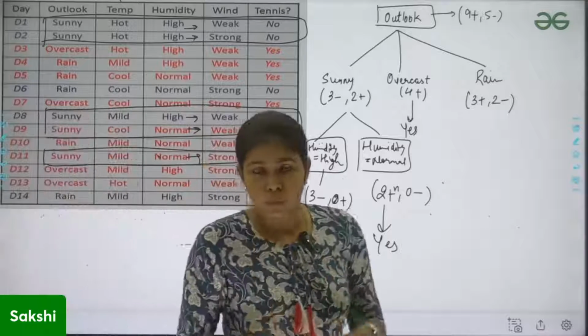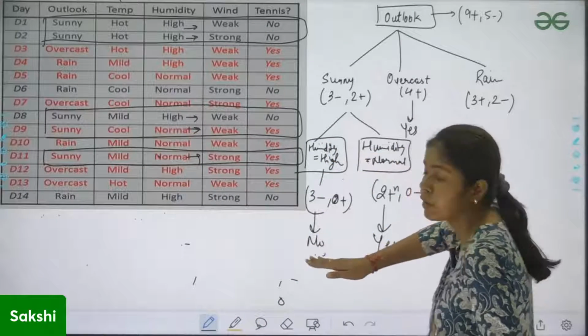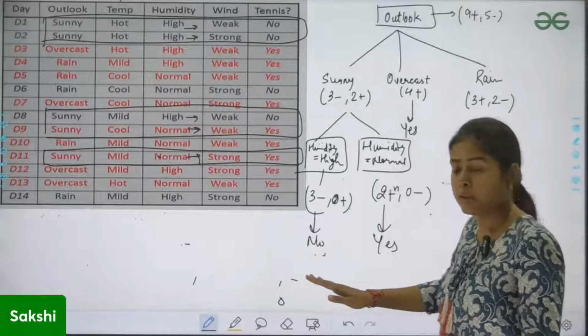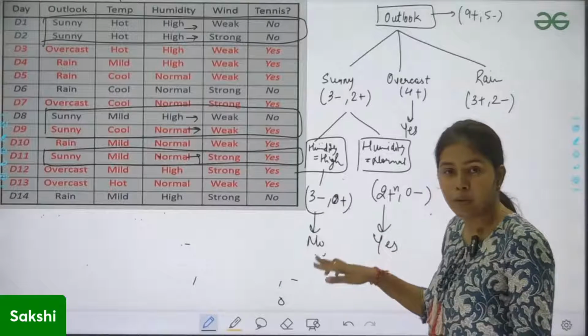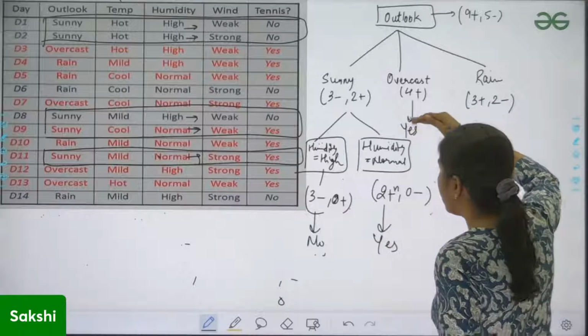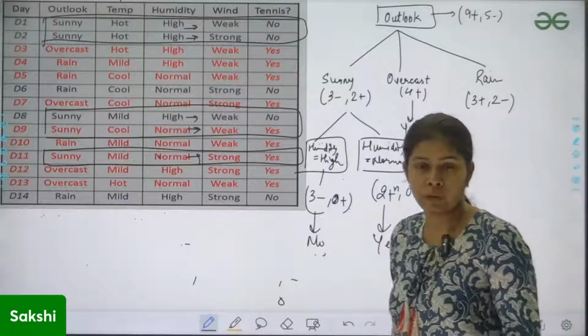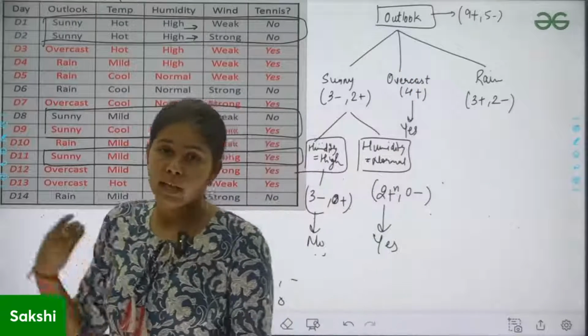Where we are going to stop. I do not have to divide it further, because you can see that here we got the pure leaf. We do not have any impurity here, or I can say that its entropy is 0. Similarly, for this overcast, we are not going to divide it further because this is a pure leaf, pure node. We do not have any impurity in this.